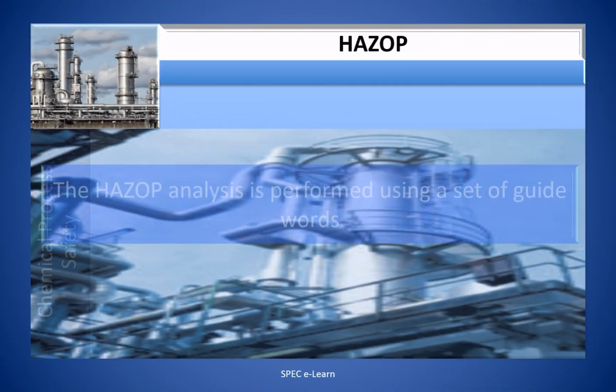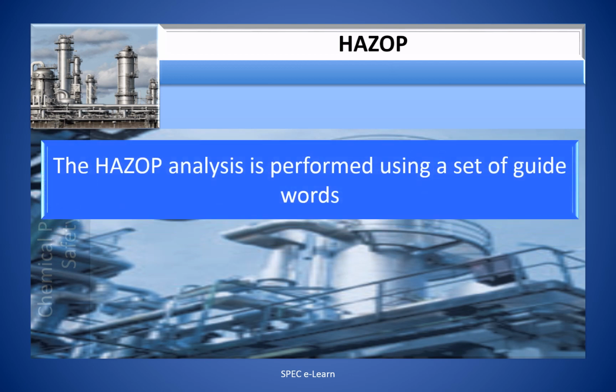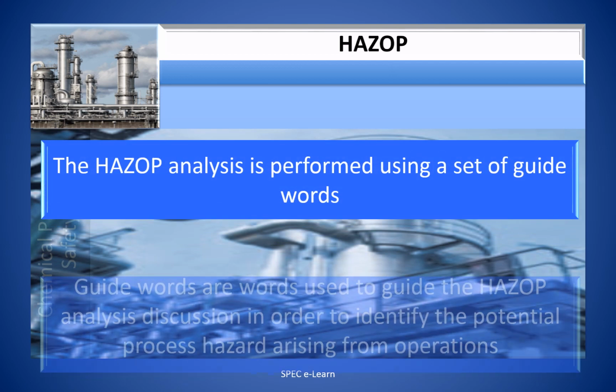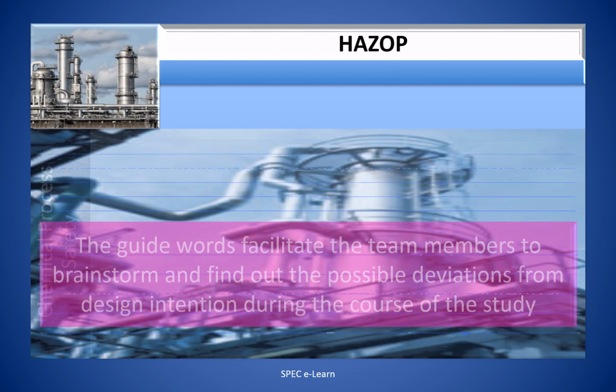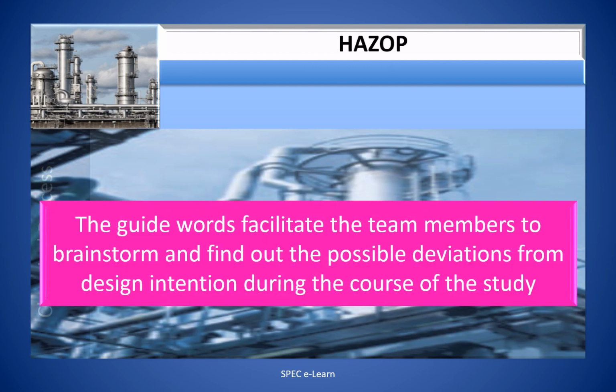The HAZOP analysis is performed using a set of guide words. Guide words are words used to guide the HAZOP analysis discussion in order to identify the potential process hazard arising from operations. The guide words facilitate the team members to brainstorm and find out the possible deviations from the design intention during the course of the study.